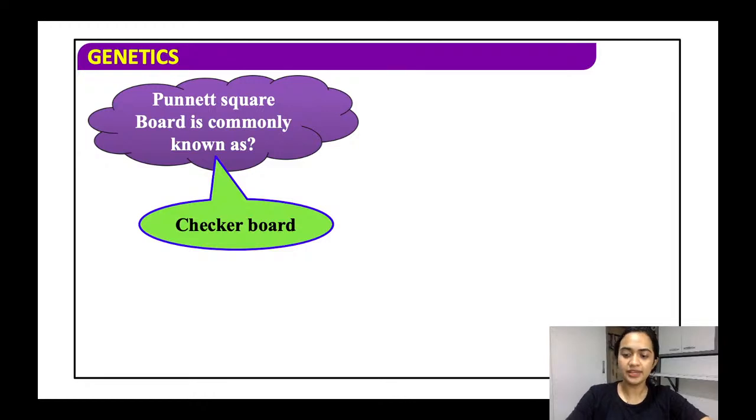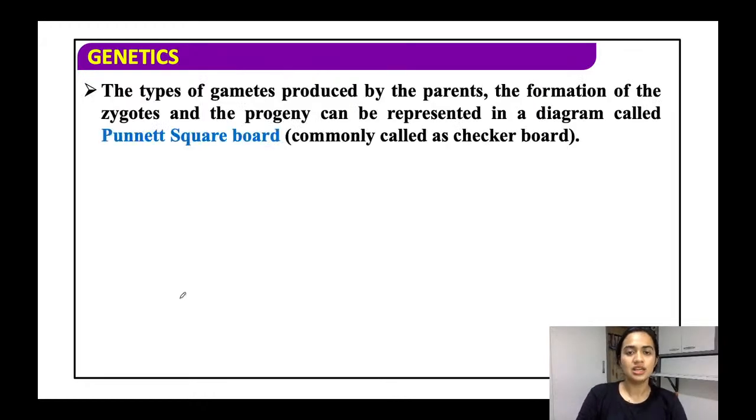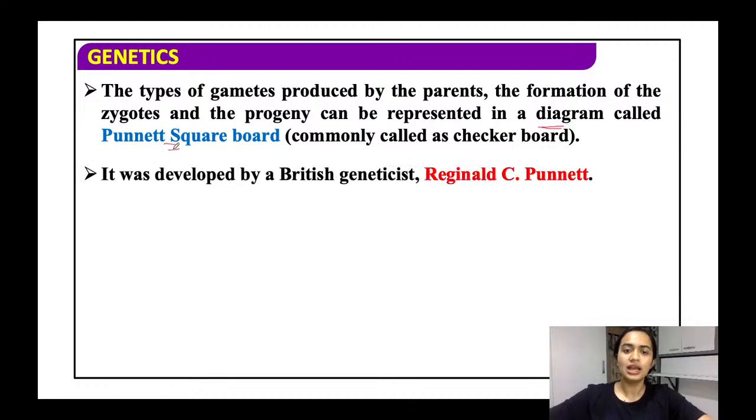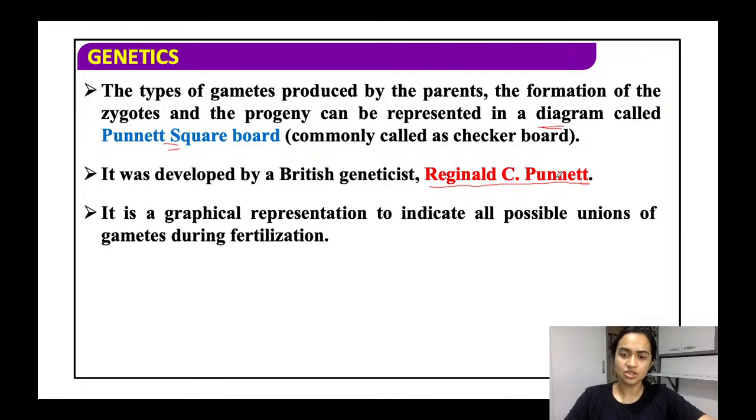Now, what is a Punnett square, commonly known as the checkerboard? As we know, Mendel used many mathematical and statistical concepts. Out of these, one is that the gametes produced by the parents, the formation of the zygotes and the progeny are represented by a diagram. This is commonly known as the Punnett square board. It was developed by a British geneticist known as Reginald C. Punnett. It is a graphical representation to indicate all the possible unions of the gametes. So what is it used for?